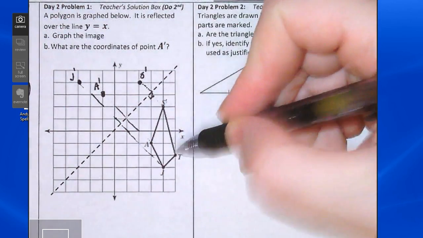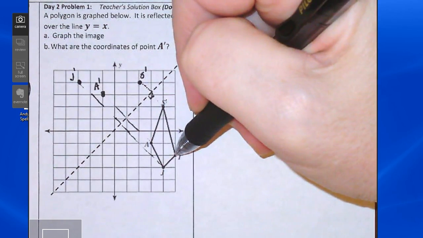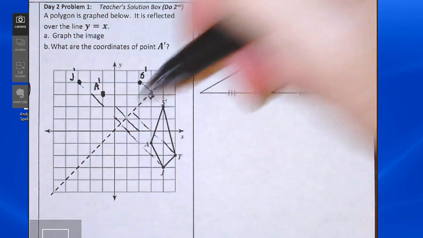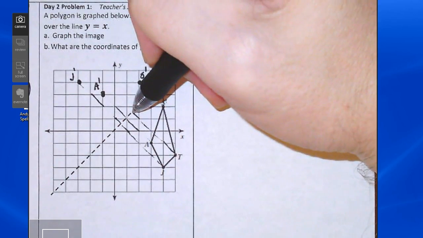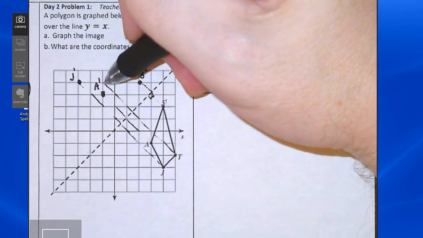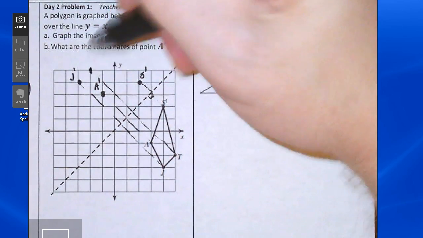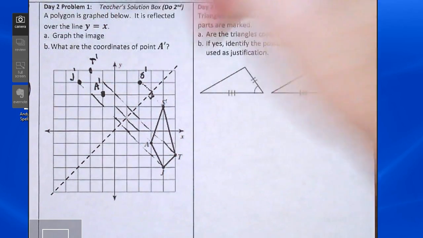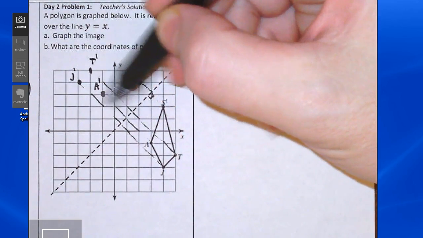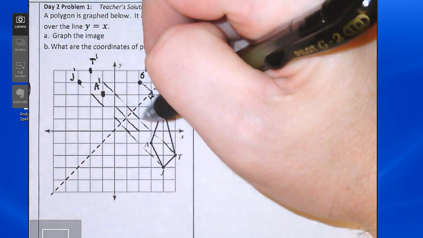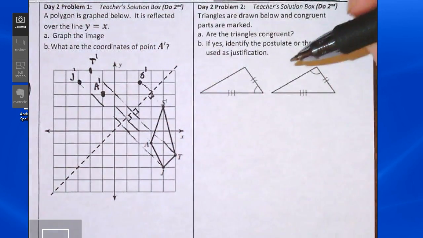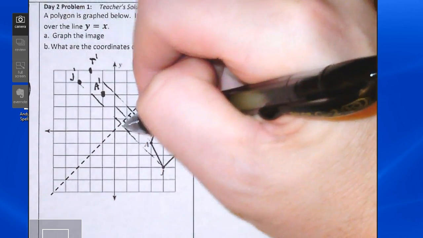And finally, point T. It is 1, 2, 3.5. And so we're going to go 3.5 on the other side. So there's the half, and then 1, 2, 3. Here is T prime. You can see that as I moved my pen, it kind of left traces of ink on the paper, and that every time I reach the line of reflection, it is a perfect 90-degree angle box where I'm crossing the line of reflection.